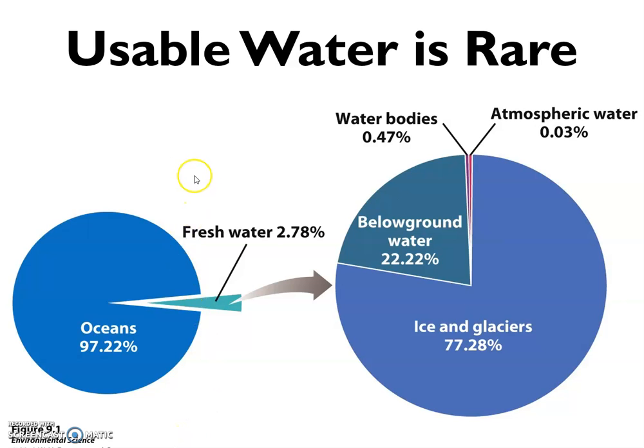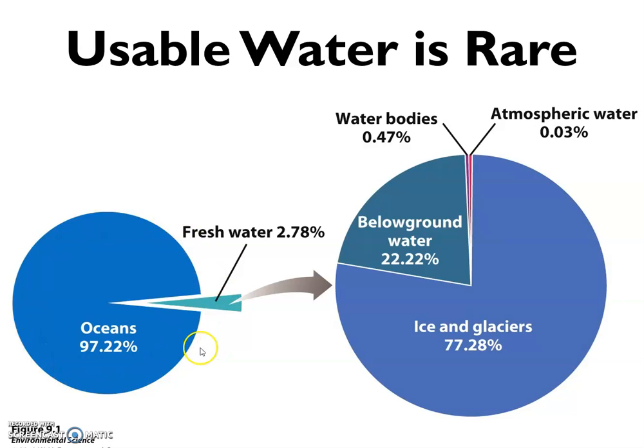So we have 70% of the Earth's surface being covered in water, and of that amount of water that's shown in this entire pie chart on the left, 97% of that 70% is ocean water, which is salt water, which means we can't use it for drinking, and most plants can't use it for obtaining water.